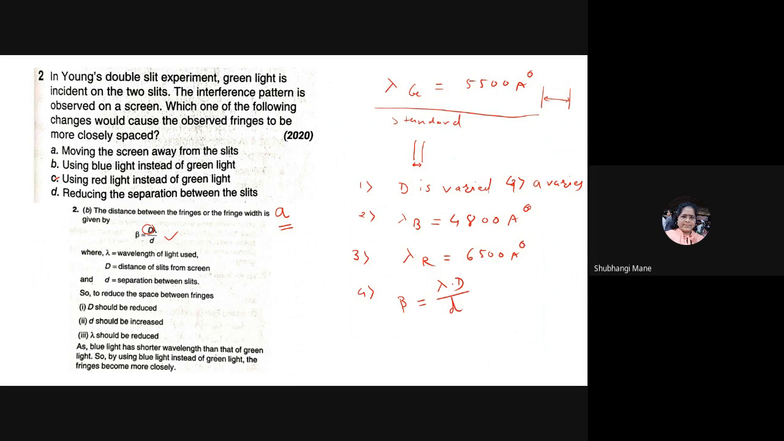So to reduce the space between fringes, D should be reduced, D should be increased, lambda should be reduced. Which one is correct? Okay.